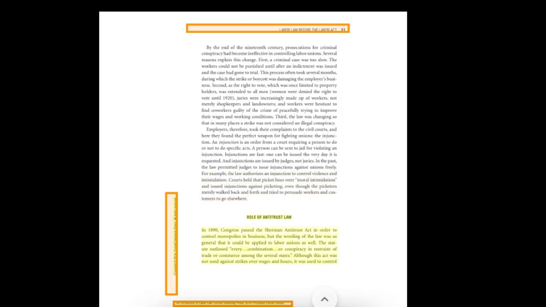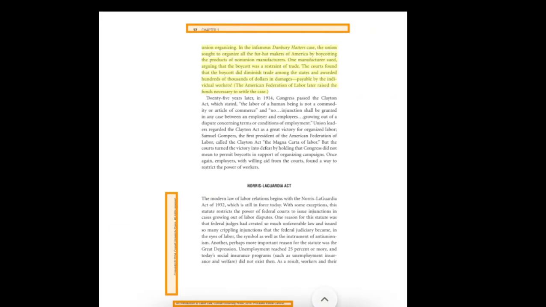Role of antitrust law. In 1890, Congress passed the Sherman Antitrust Act in order to control monopolies in business, but the wording of the law was so general that it could be applied to labor unions as well. The statute outlawed every combination or conspiracy in restraint of trade or commerce among the several states. Although this act was not used against strikes over wages and hours, it was used to control union organizing.